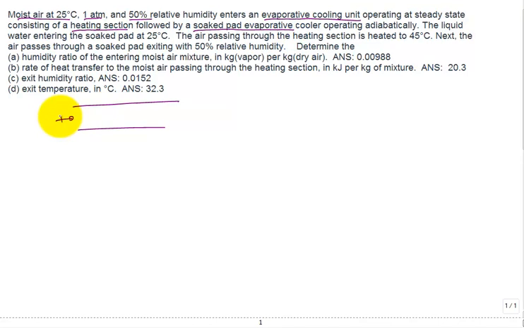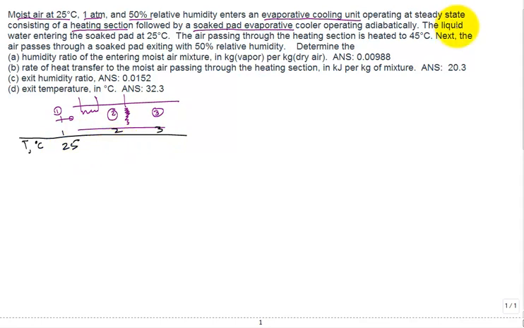You enter at state 1. You go into a heating section, come out of the heating section at state 2, and then go into this soaked pad evaporative section and come out at state 3. Okay. We're going to be trying to organize information, use a table, talk about the dry bulb temperature at each of those states in degrees C. So it comes in at state 1, I'm going to put it below 1, and then 2, and then 3 is 25.